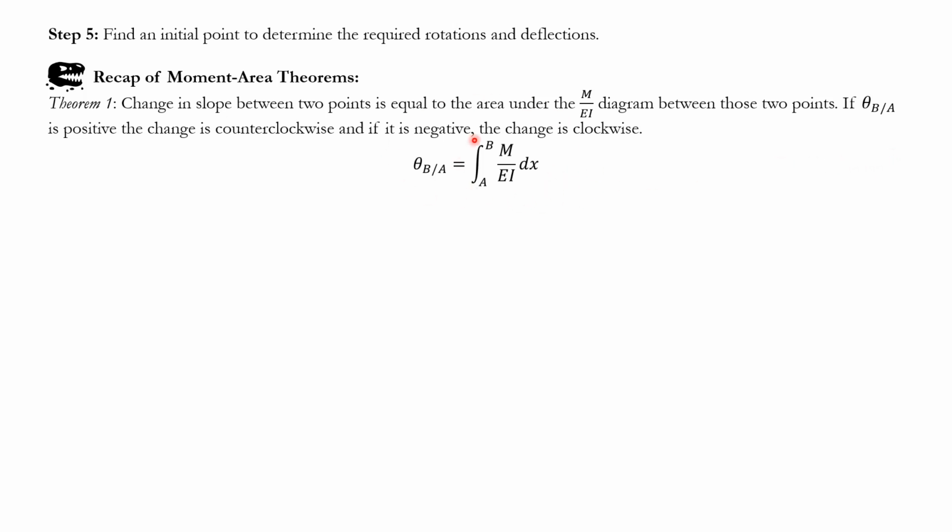And this is how it looks. It's just integration, so this effectively means the area under the M over EI diagram. That's basically it. And one very important thing is the sign convention. When we say theta B with respect to A, or A with respect to B for that matter, if it is positive, that means the change is counterclockwise, and if it is negative, the change is clockwise. Remember that for our scenario, the M over EI diagram is always negative. So basically the change from left to right will always be clockwise.